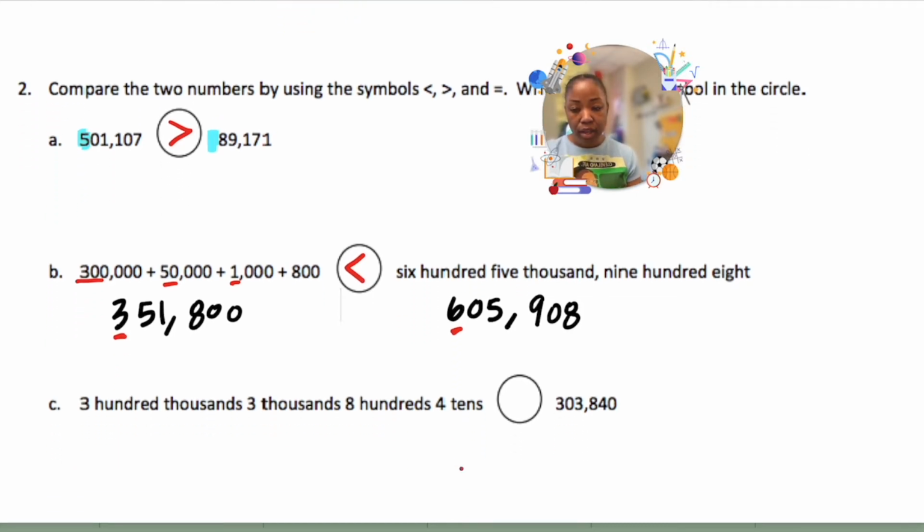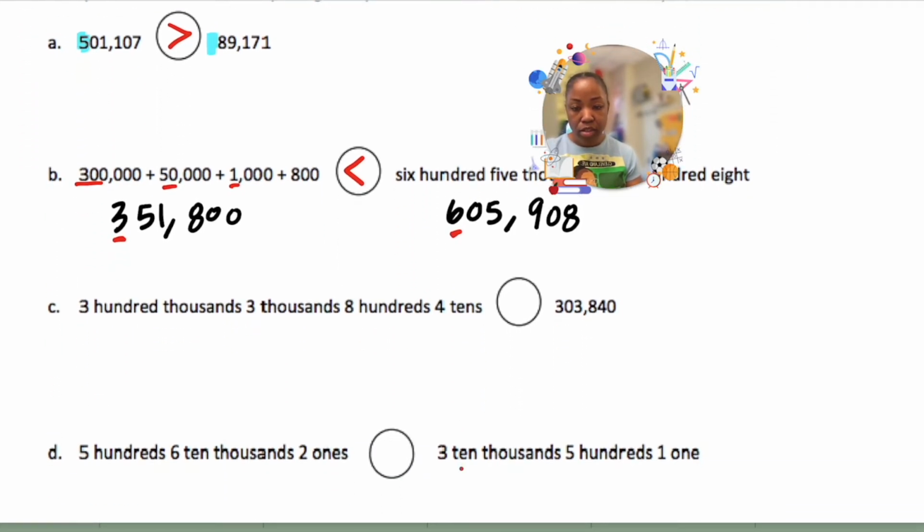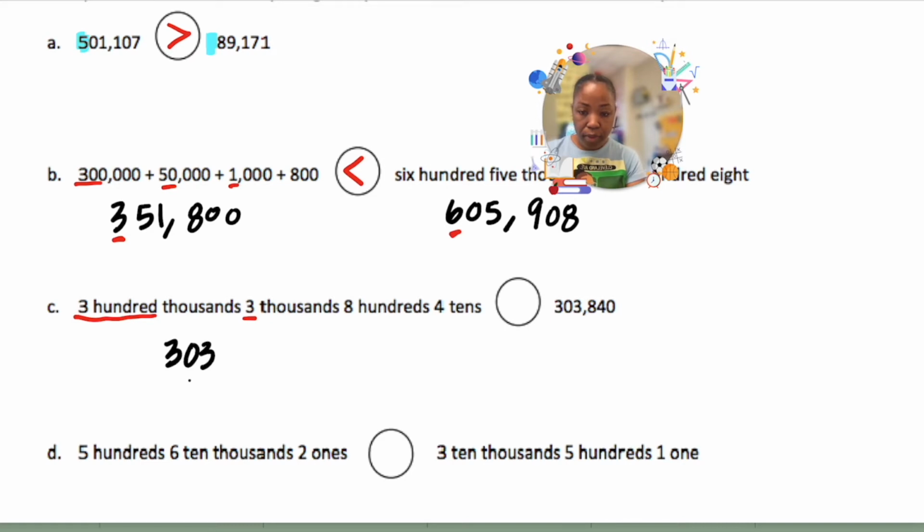For C, we have 300,000s, 3,000s, and 800s, and 40. So this is in unit form. Let's put all the thousands together. We got 300, we got 3,000. So that's 303. 300 plus 3 is 303,000. And 840, because this is 4 tens, right? Over here, we have 300, 3,000, 840.